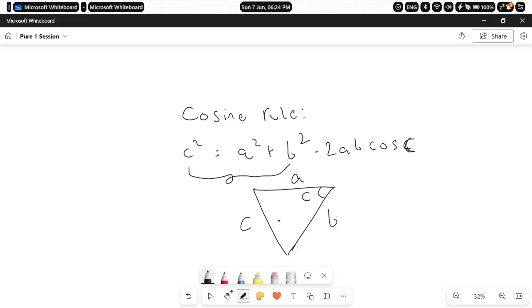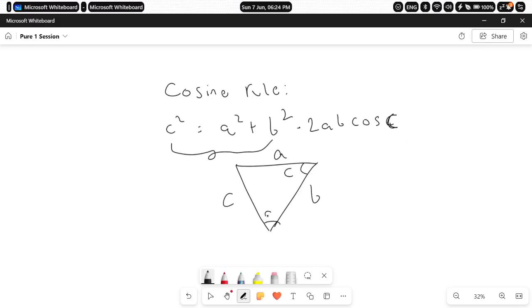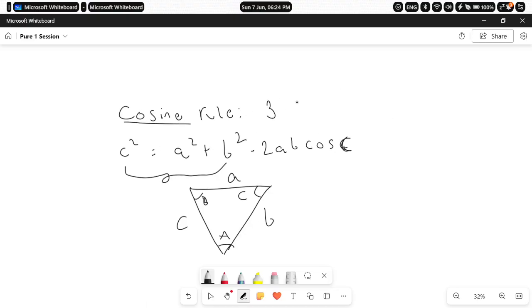You can't really make the distinction, but I hope you guys get it. And similarly, this is uppercase A, and this is uppercase B. So the thing is, for the cosine rule, if you have three sides.